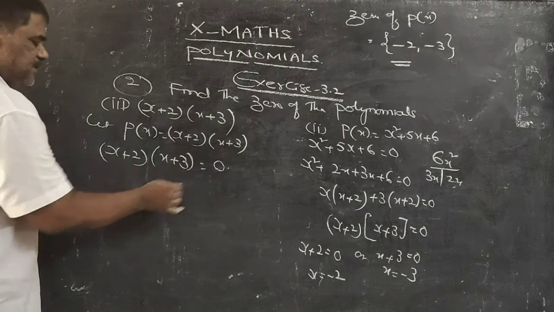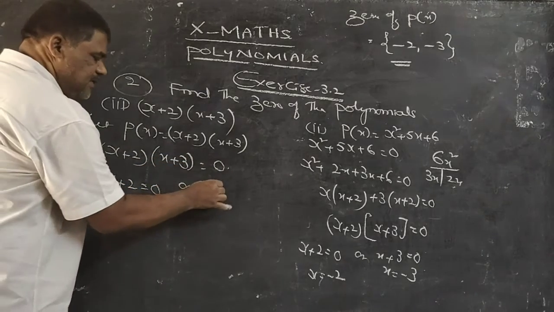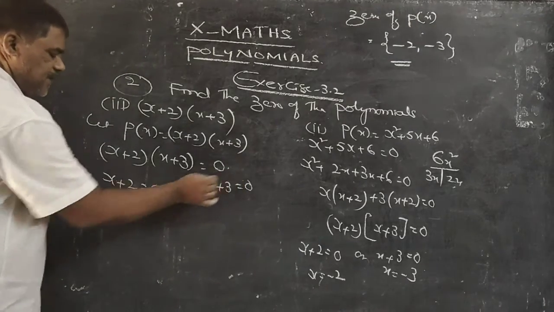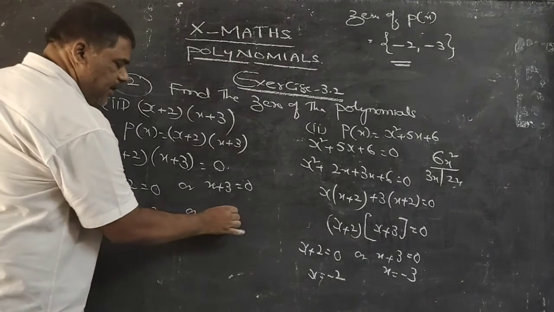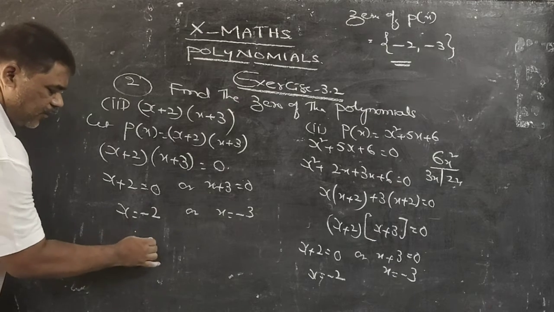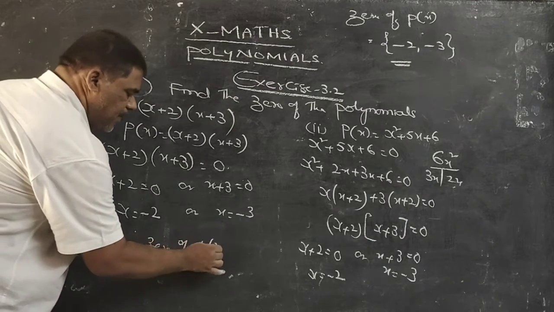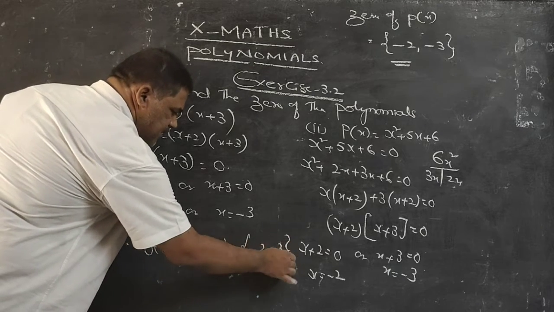Product of two numbers is 0, so either the first one is 0 or the second one is 0. So x plus 2 is 0 or x plus 3 is 0. The x value is minus 2 or the x value is minus 3. These are the two values for x. Therefore, the zeros of the polynomial p(x) are minus 2 and minus 3.